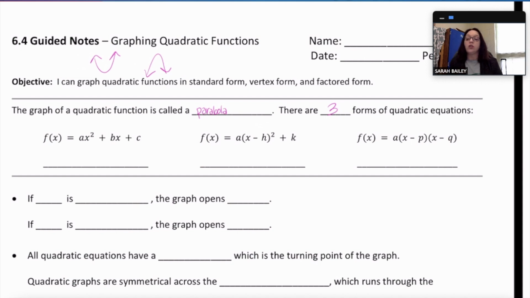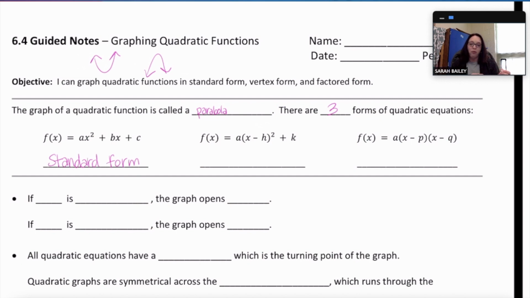The first one we're going to talk about is standard form. So this is standard form, and that's ax squared plus bx plus c. If you think about it, when we were talking about factoring trinomials, we factored trinomials that were in the form ax squared plus bx plus c.